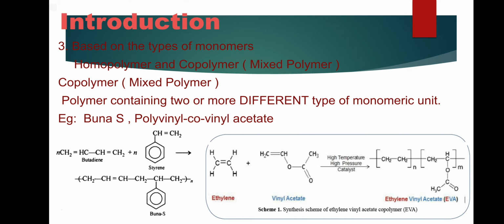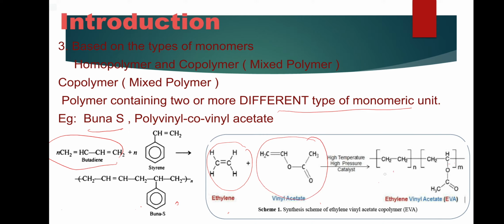Now, based on the types of monomer, if we are taking the same type or different types, there are different types of polymer. One is homopolymer, one is copolymer. Homopolymer is the one which is made of the same type of monomeric unit, whereas if it is made of different types we call it a copolymer. A copolymer example is BuNaS. So we have butadiene and styrene. These two molecules will be combined together to give a macromolecule. Another example is ethylene co-vinyl acetate. Here this is ethylene, this is vinyl acetate. So these two will be combined together to give a macromolecule, a copolymer.